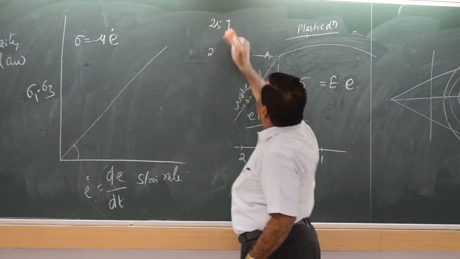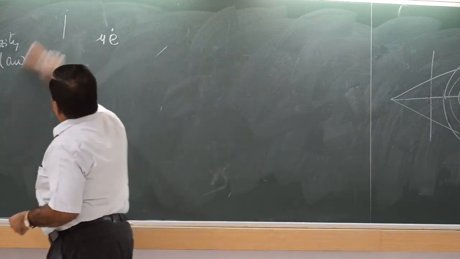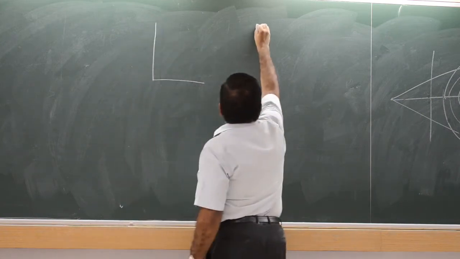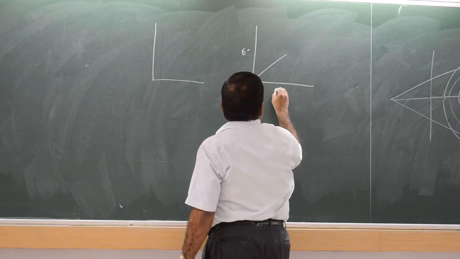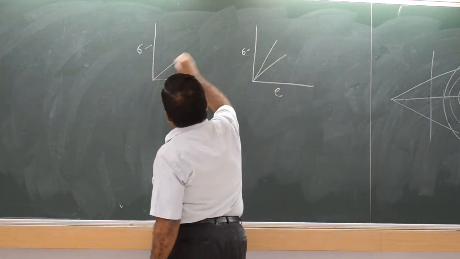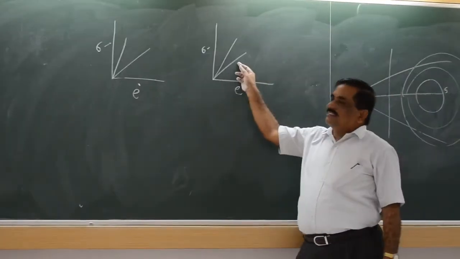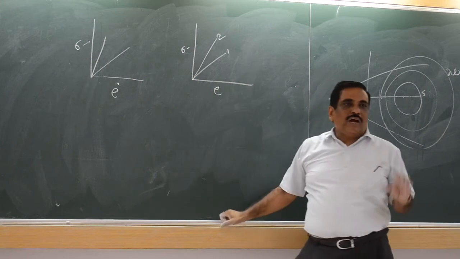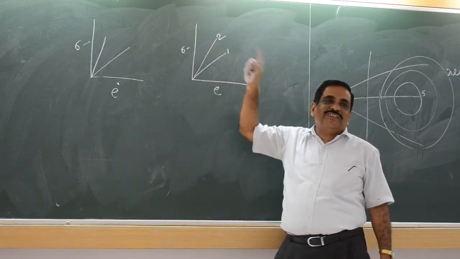Now the point is, suppose I show you two graphs. You tell me. This is stress. This is strain. Can you tell me what these two substances are? I am showing two materials here. What is this and how are they different? One and two. How is one different from two? Is it more or stronger? One is stronger or two is stronger?